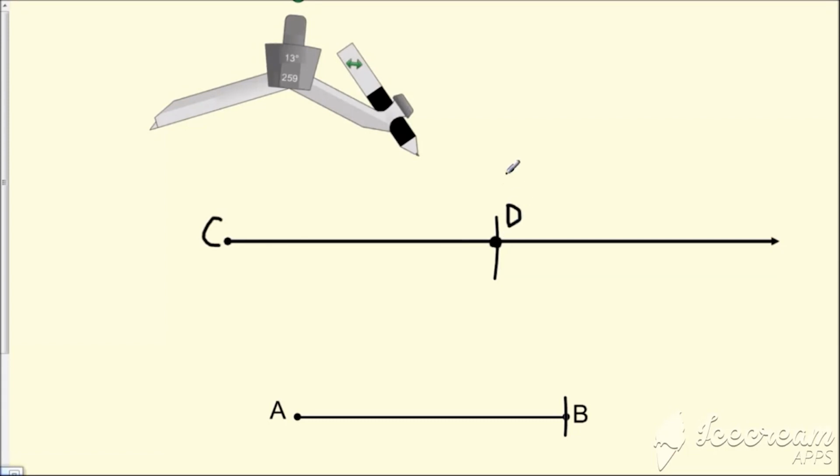And now, since the length of the compass was set equal to the length of line segment AB, we can conclude that line segment AB is congruent to line segment CD.